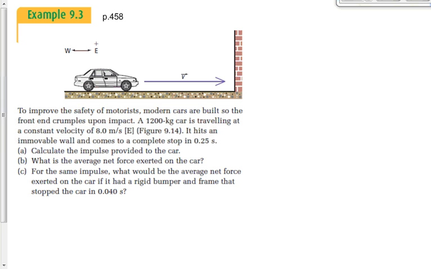Here's an example that's on page 458 of your textbook. It says, to improve the safety of motorists, modern cars are built so that the front end crumples upon impact. Do you guys know that? Do you guys know that cars are supposed to crumple? Cars are supposed to get destroyed. We want them to get destroyed. If you're in a car crash, you want your car to get written off.